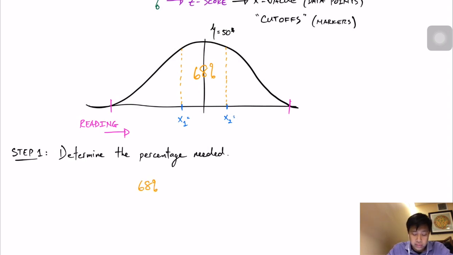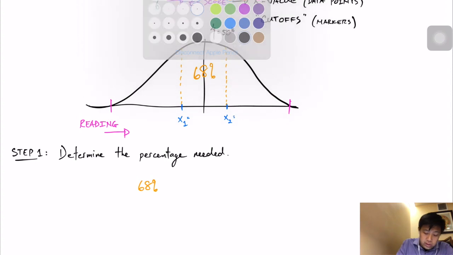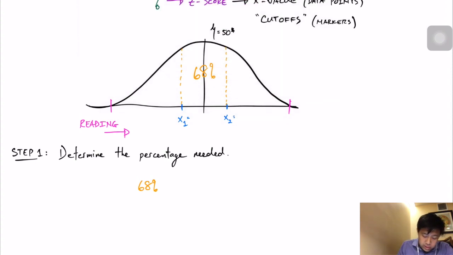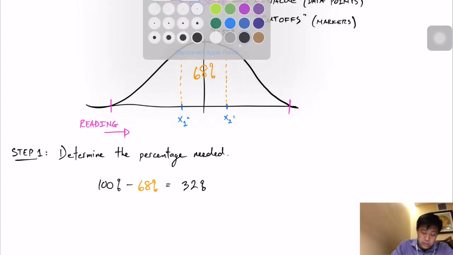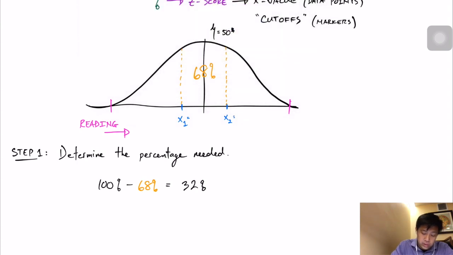So first step here is to take 100% and subtract 68%. This will give us 32%. Now what is 32%? That represents this area or region outside here. 32% represents this portion as well as this portion.